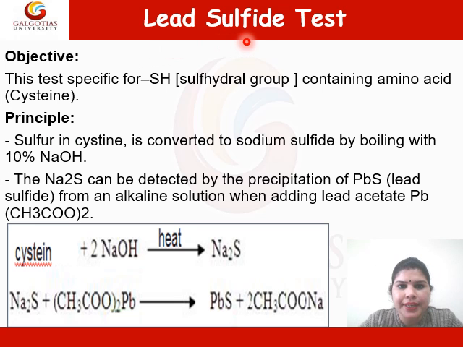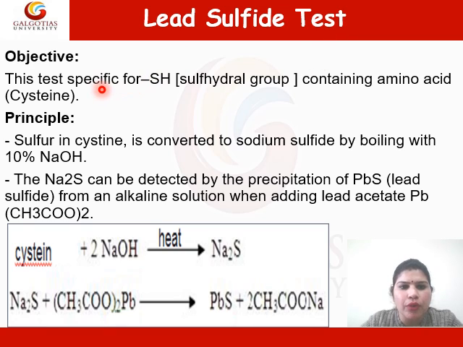Lead sulfide test. Sulfur containing amino acids, for example cysteine and cystine, upon boiling with sodium hydroxide, that means hot alkali, yield sodium sulfide. This reaction is due to partial conversion of organic sulfur to inorganic sulfide, which can be detected by precipitating it as lead sulfide using lead acetate solution.